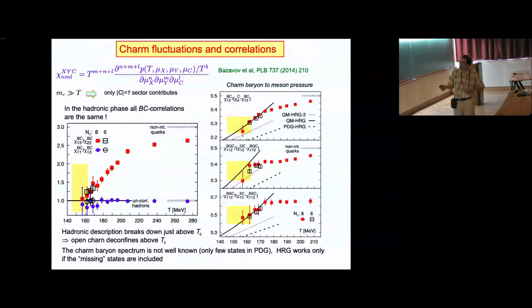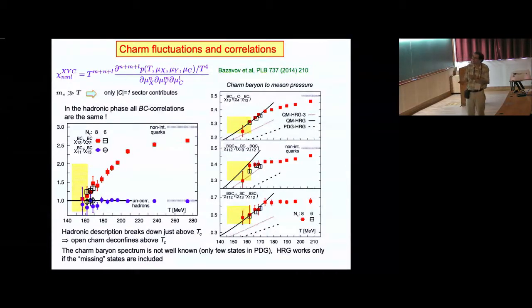And in the hadron resonance gas, all these ratios should be close to 1. And that's what we indeed find. But above the transition temperature, that is no longer the case. Above the transition temperature, this ratio starts to deviate strongly from 1, and then you approach the value which is characteristic of non-interacting charm quarks.